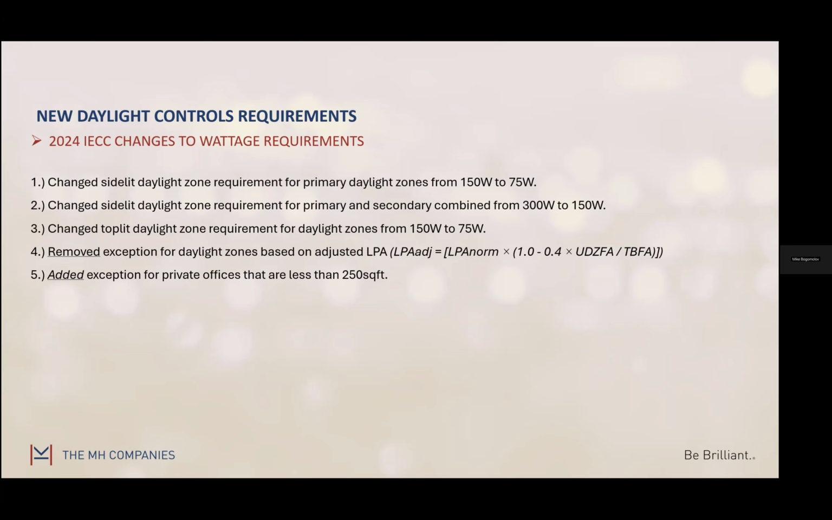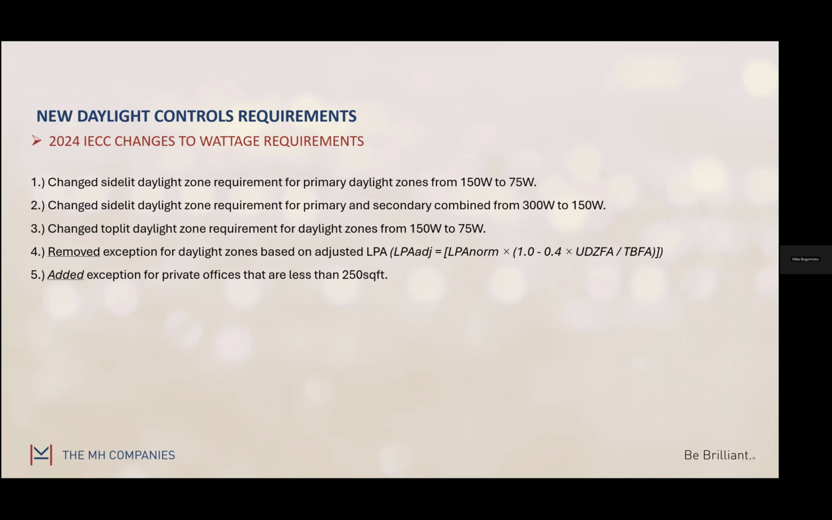So it used to be 150 watts for your primary daylight zone that you could get away with as long as you were at or under that 150 watts. You didn't have to do automatic daylight harvesting. So now that requirement drops down to 75 watts. And that's pretty crazy. I mean, that's almost a 60-watt light bulb at this point. So that's a pretty significant change.